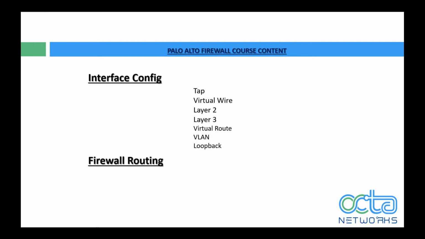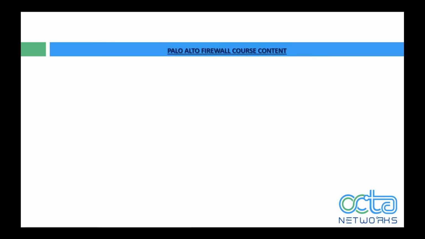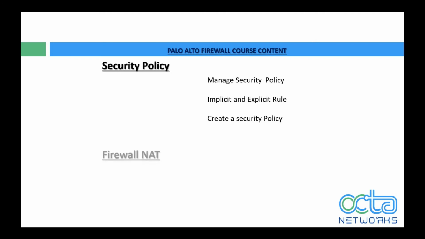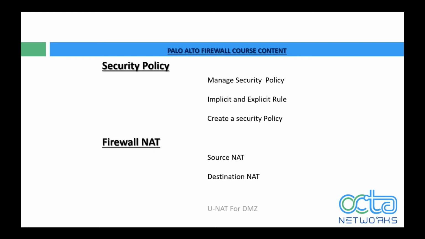Next is the firewall routing. In this, first of all we are going to start with static routing, after that default routing, OSPF, and RIP configuration. Next is the security policy. In this, first of all we are going to understand how to manage the security policy, what the implicit and explicit rules are, how to create a security policy, and after that firewall NAT. In this, we are going to understand source NAT, then destination NAT, NAT for the DMZ, and NAT for the LAN network. We are going to cover all these topics.